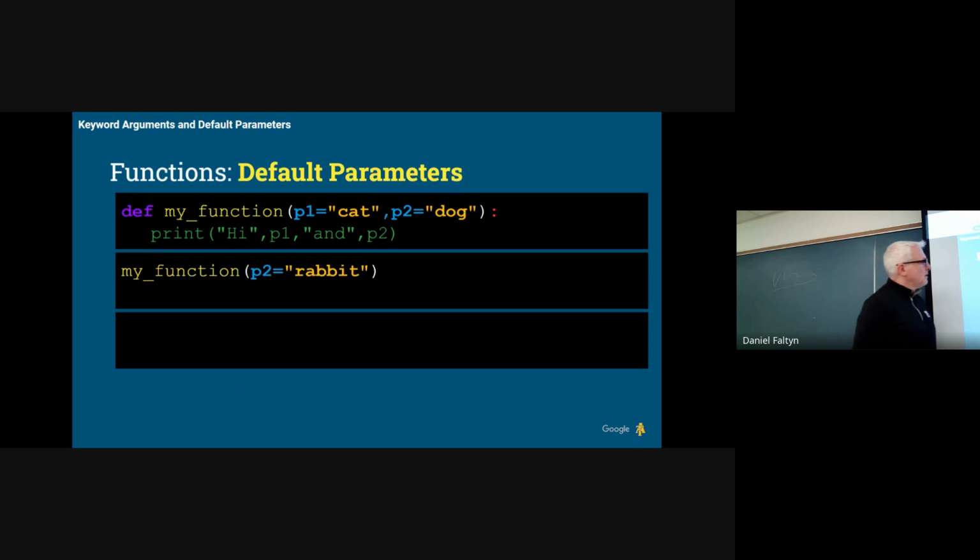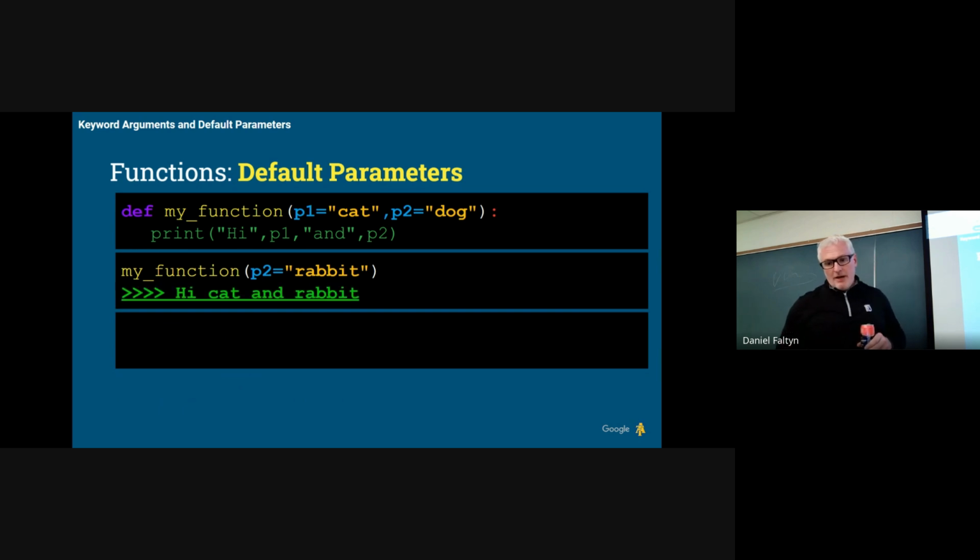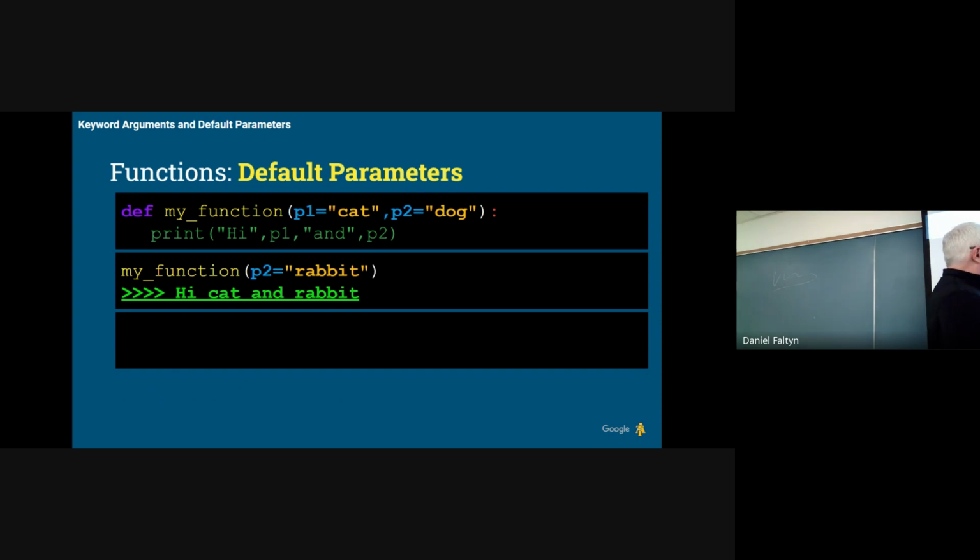Here, I'm saying specifically P2 equals rabbit. What's that going to print out? Hi what? Yeah, hi cat and rabbit. Why? Because I'm telling it, hey, interpreter, I don't know what the first parameter is. I'm only giving you 1 thing, but I want you to use it for parameter 2.